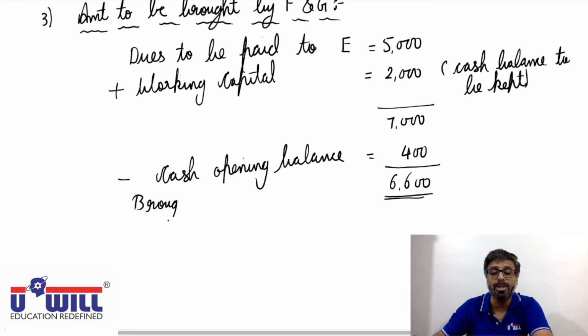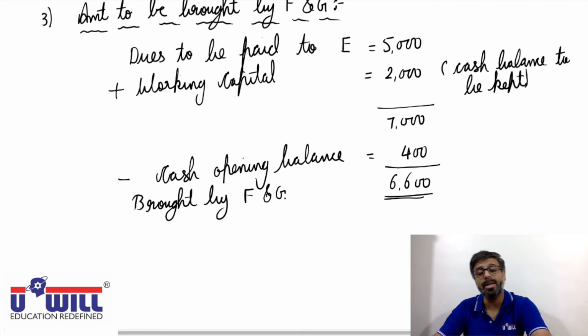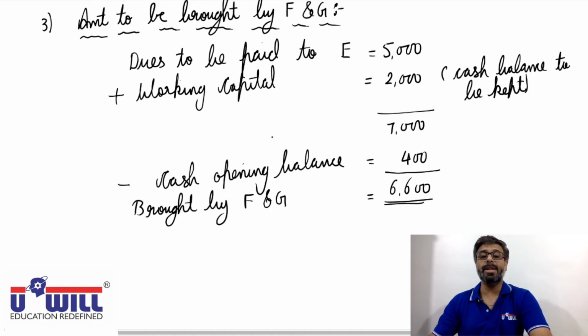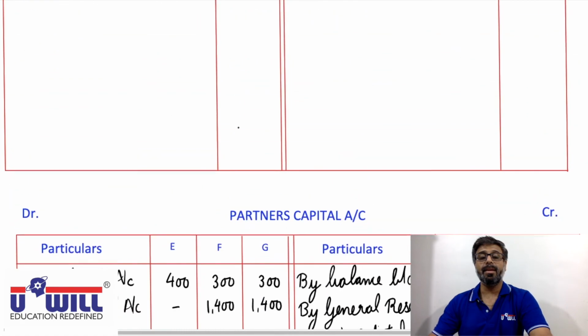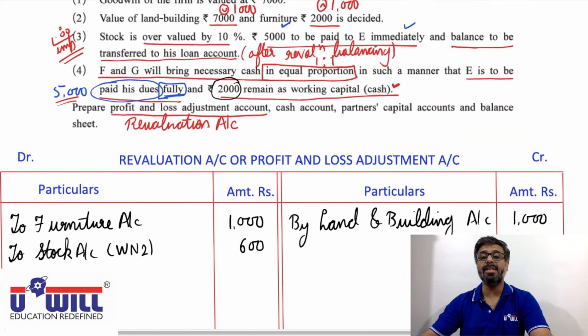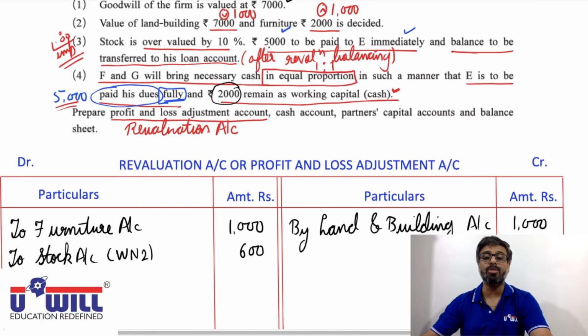It's a normal calculation to be done. I repeat it one more time. If not clear, you can listen n number of times by rewinding the video. Look at adjustment once again. It is given F and G will bring necessary cash. So what is that necessary cash to be brought by F and G? That we have found here, 6,600. In equal proportion, in such a manner that E is to be paid his dues fully. Here E is to be paid his dues fully means as per adjustment 3, what are the dues to be paid to him fully? 5,000. And also 2,000 should remain as working capital or cash balance.